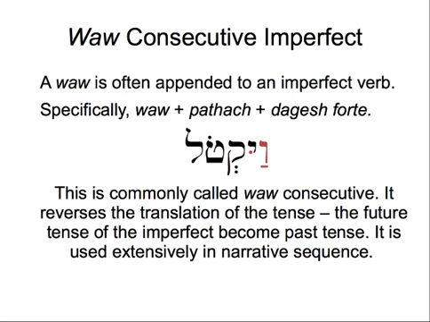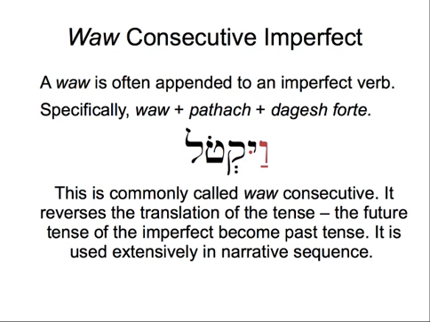Here's where things get interesting. With the imperfect conjugation, though it normally, if it is by itself, indicates a future tense action, if you happen to see a Waw consecutive, that is a Waw conjunction with a patach vowel and a dagesh forte appended to the front of any of these imperfect verbs, it actually converts the tense as we translate it. It will take that imperfect conjugation, which we have been translating as future tense, and convert it into a past tense. So we call this the Waw consecutive imperfect. Some refer to it as the Waw converted imperfect.